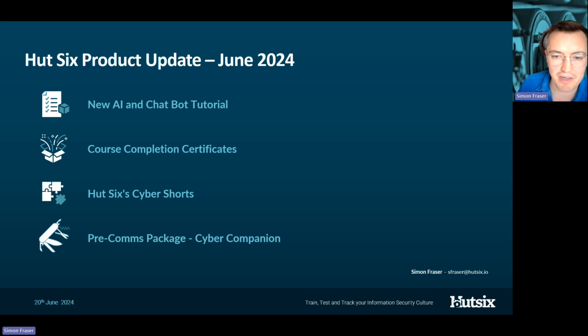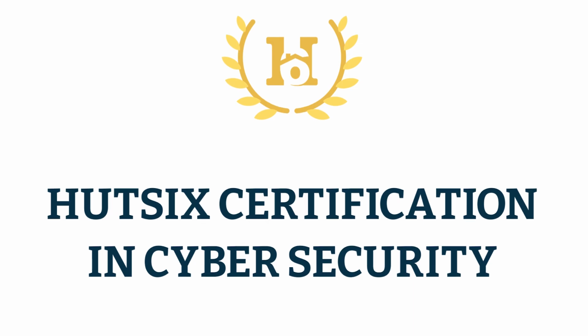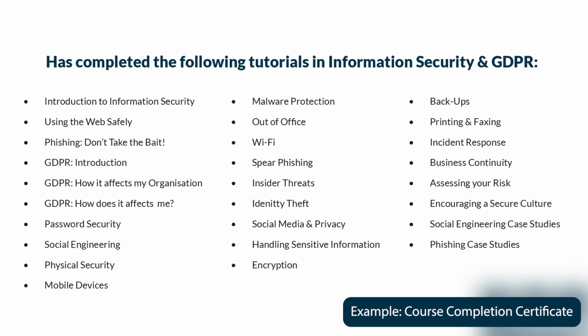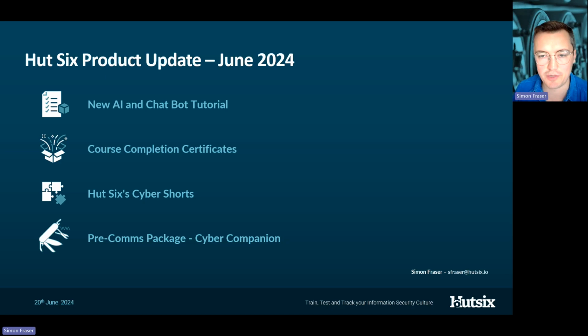Secondly, we're introducing course completion certificates. So once a user has completed a course, where it's enabled, then there's a link on their Hut6 dashboard that stores all of their course completion data for that individual. It is cryptographically signed using a QR code, which means they can always be validated even if the user leaves the organization and their data is deleted. It allows them to have a record of what training they've completed, and it has that gamification side of things, whilst also being a useful asset if they move around.